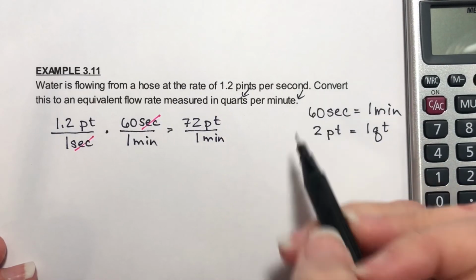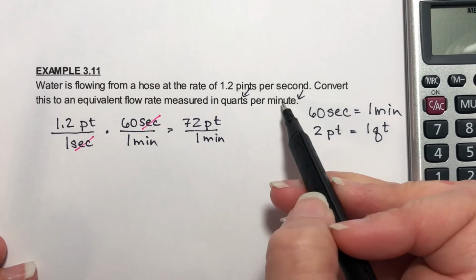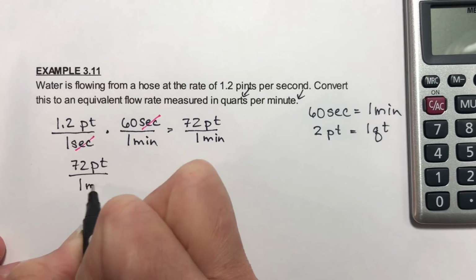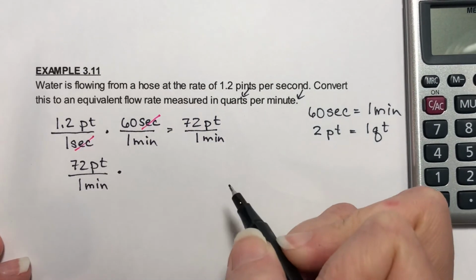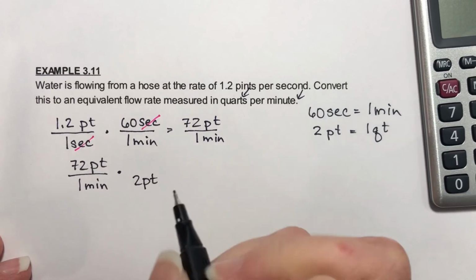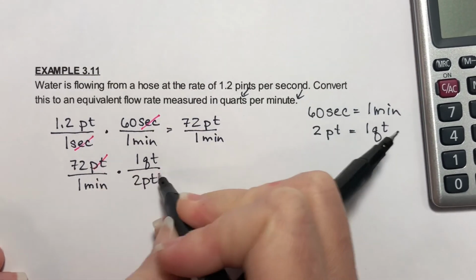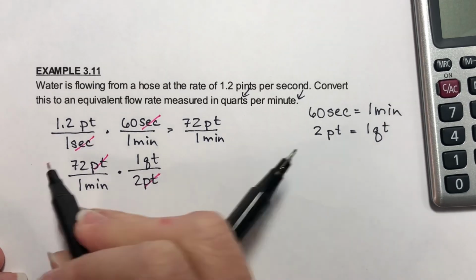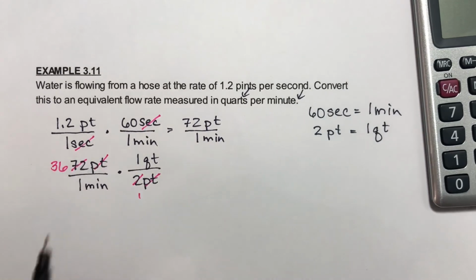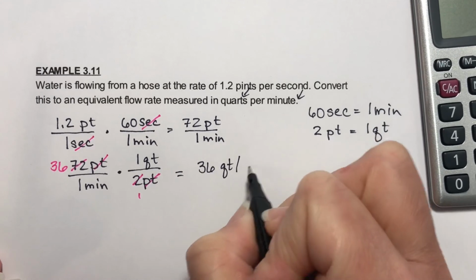Now we've got pints per minute, I need quarts per minute. So I need to get rid of the pints. 72 pints for 1 minute times, okay, there are 2 pints and I'm trying to get rid of that. So on the diagonal, 2 pints for 1 quart. Pints cancel out, and these will reduce. If I divide 2 by 2, I get a 1. 72 divided by 2 is 36. So my answer is 36 quarts per minute.